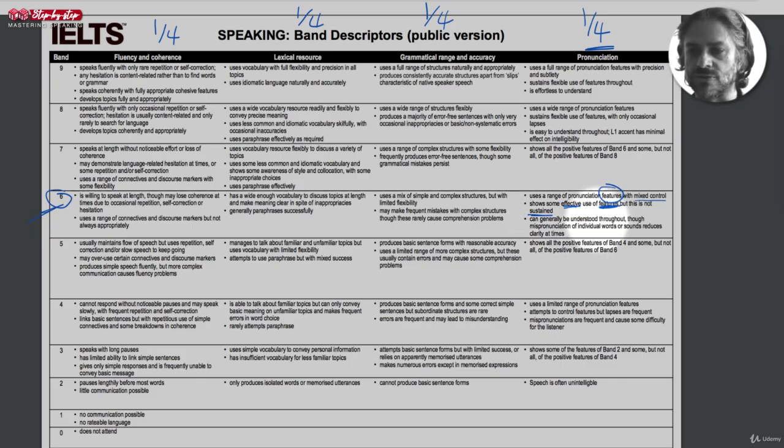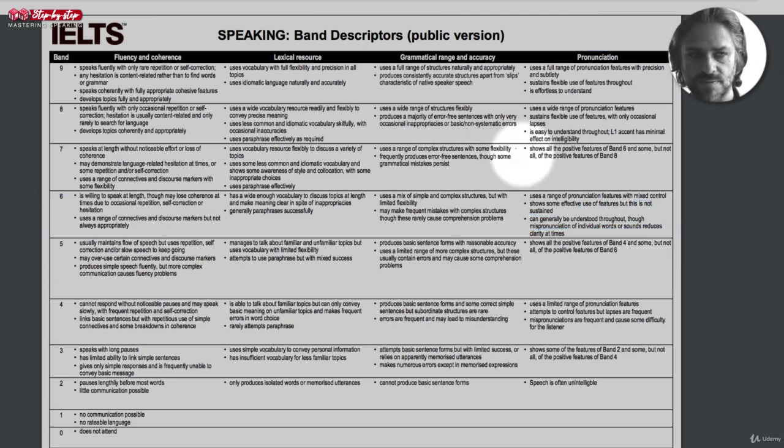Can generally be understood throughout, though mispronunciation of individual words or sounds reduces clarity at times. Okay, so there can be mispronunciation, but it's of individual words and sounds. If it's entire sentences or 3 or 4 words, I'm afraid 6 is too difficult. 6 is too hard for you, and we're looking at a 5 or a 4 or something down here. So you need to have individual words or sounds that might be problematic, that might cause mispronunciation, but that's all.